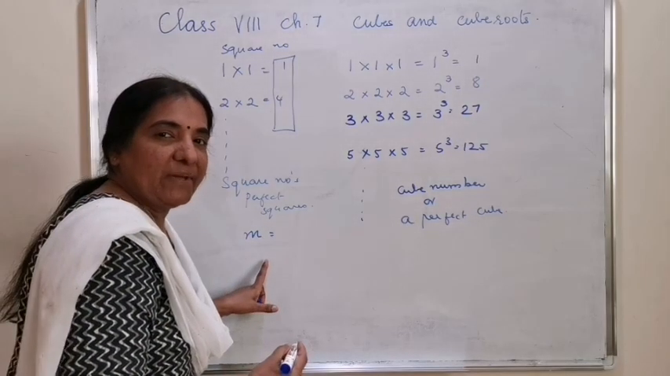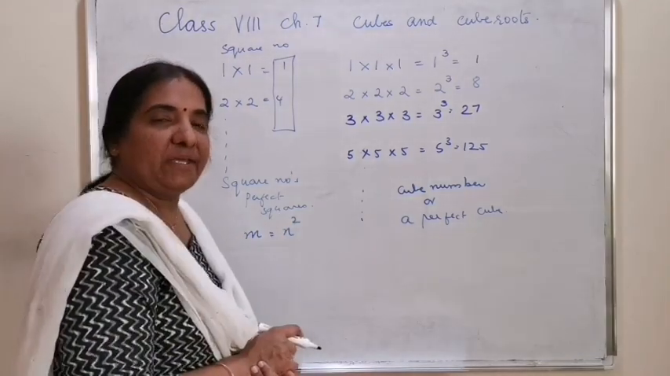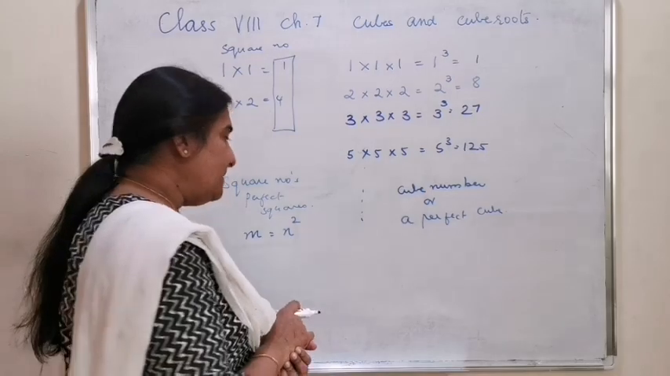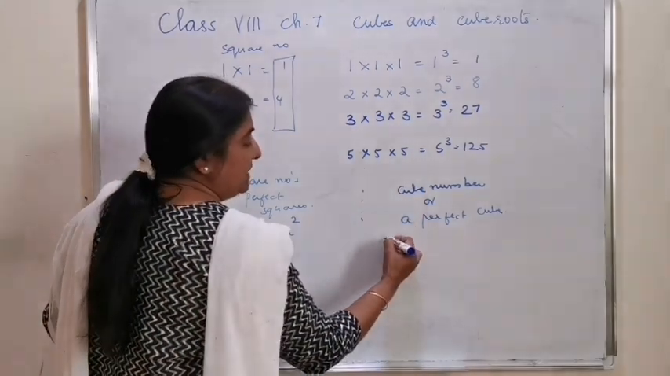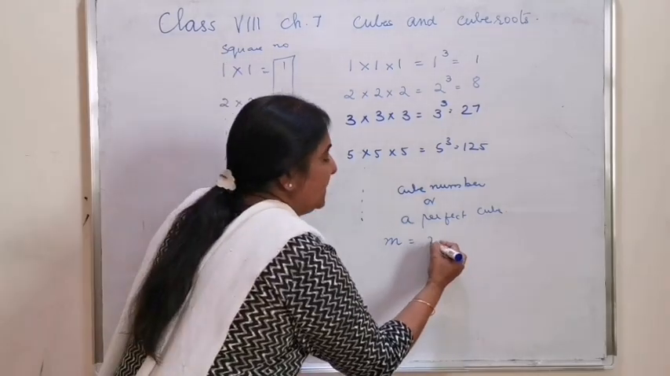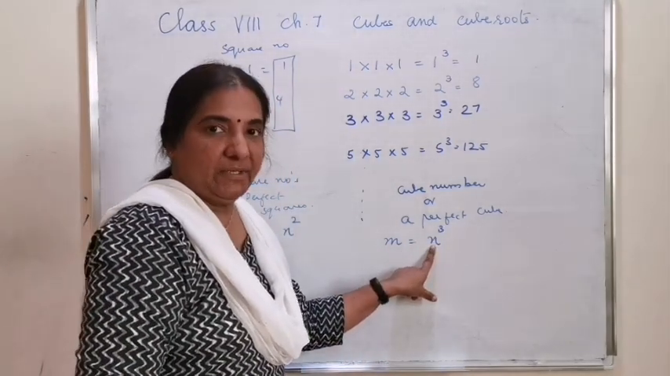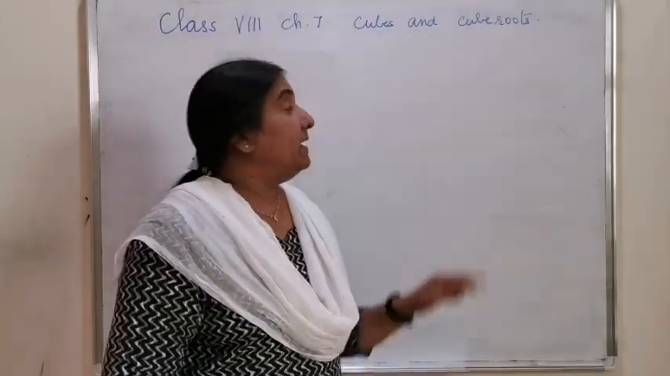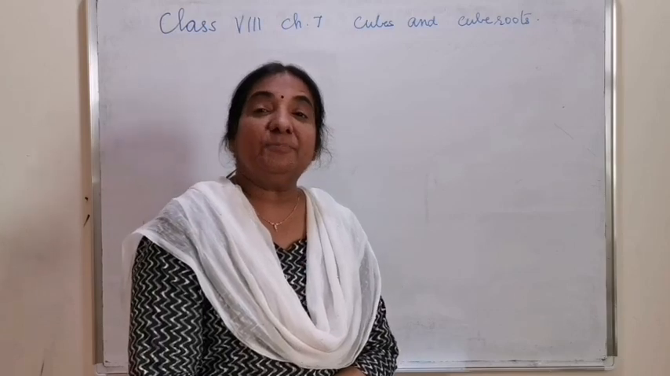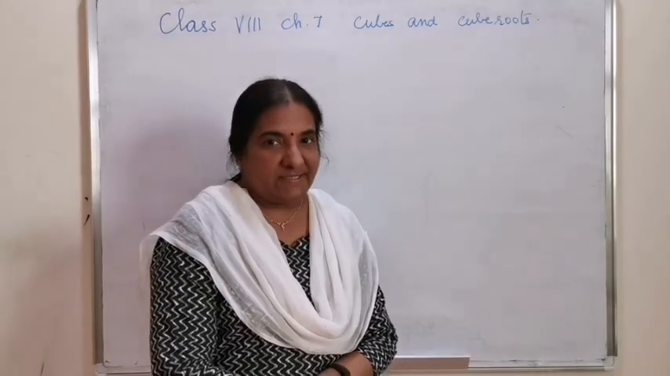Thus, the general form you gave for a perfect square is that any number m can be called a perfect square if m is equal to n squared, where n is any natural number. Similarly, the cube number can be said the same way as m is equal to n cubed, where n is any natural number.